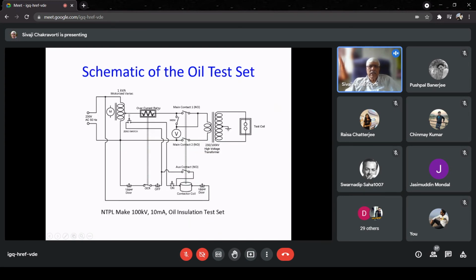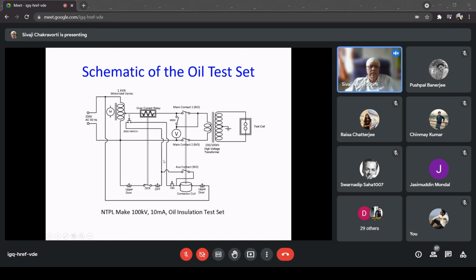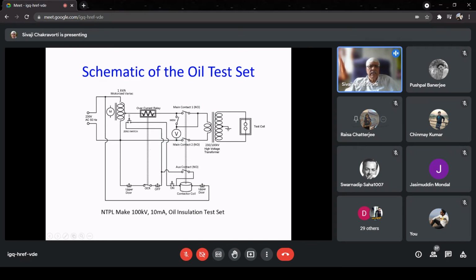This is the schematic of the oil test setup that we use. Typically, look here. We have a variac. If you can see my mouse moving here, this is a motorized variac. The input of the variac is a normal 230 volt supply. The output goes through an overcurrent relay in series with the line, because if the transformer oil fails, at that point current increases, the relay senses it, and it trips its contact at the bottom, which is the control circuit. That OCR stands for overcurrent relay at the bottom.